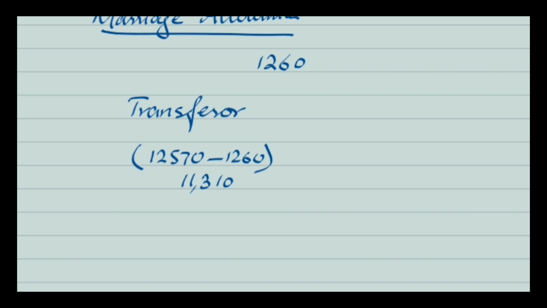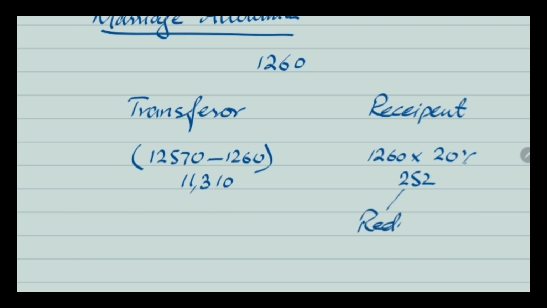After transfer, the personal allowance available for the transferor is reduced to 11,310. But in case of the recipient of marriage allowance, his tax liability reduces by 20% of that transfer amount, and that is exactly 252. So this is said to be a reduction in tax liability, not taxable income, tax liability of the recipient.